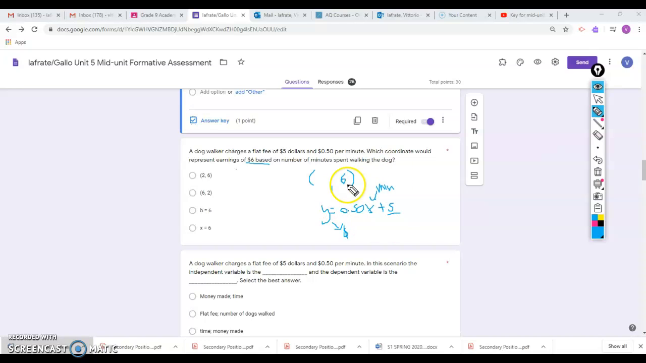Another way you could have done it is you could have taken this y value of 6, plugged it into where your y is, and you get 6 is equal to 0.50x plus 5. And then solve for that. So do your inverse operations, and I'm doing this quickly. You get 6 minus 5 is 1, is equal to 0.50x. Divide that by 0.50 on both sides.